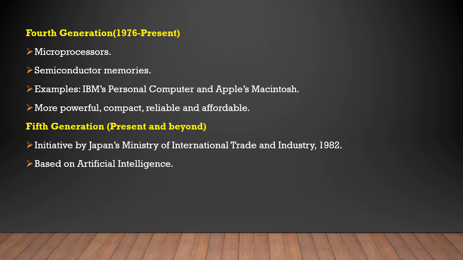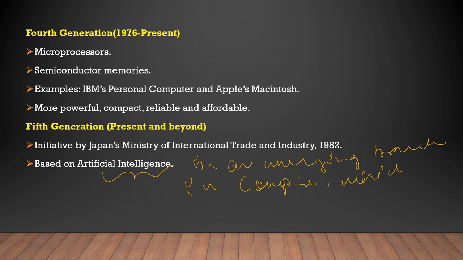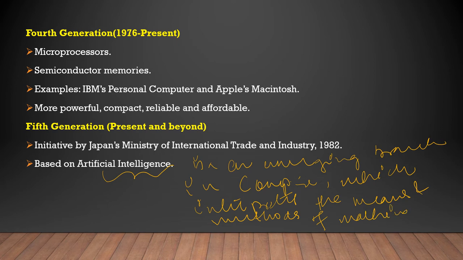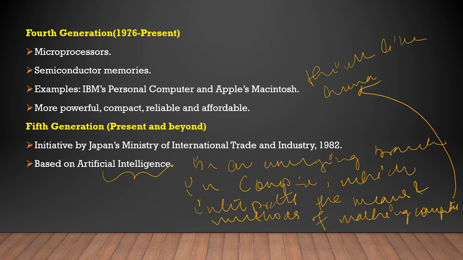What is artificial intelligence? Artificial intelligence is an emerging branch in computer science, which interprets the means and methods of making computers think like human beings. That means with the help of this technology, computers can think like human beings. So that's the artificial intelligence. So this generation of computers are still in development.